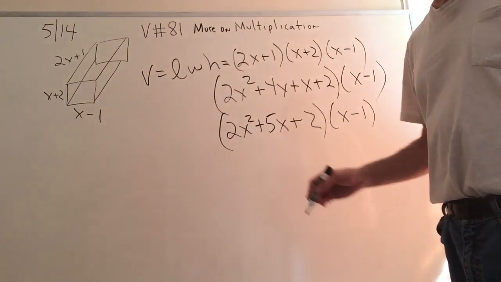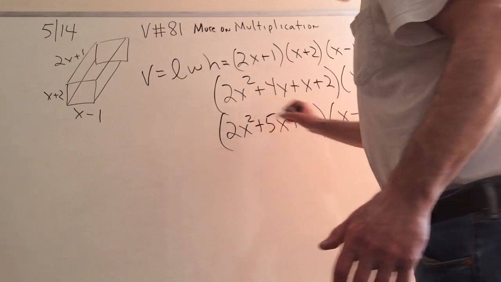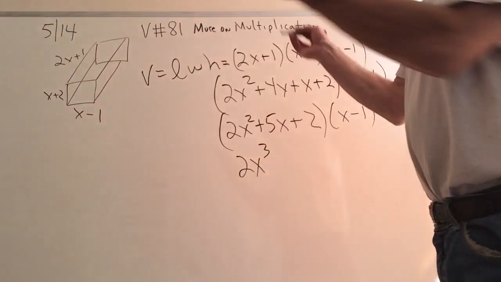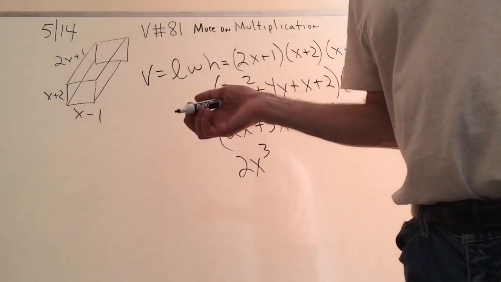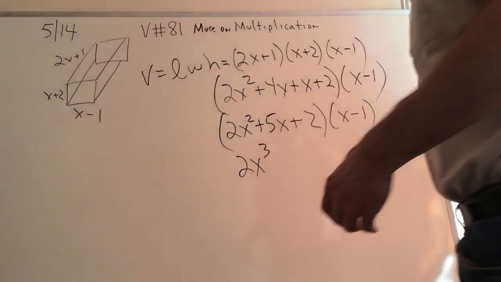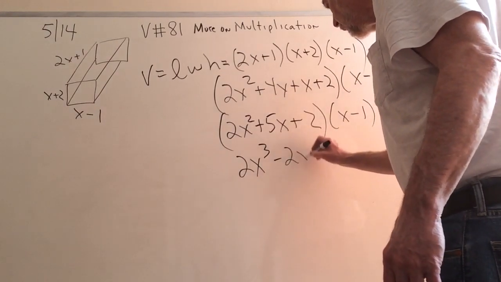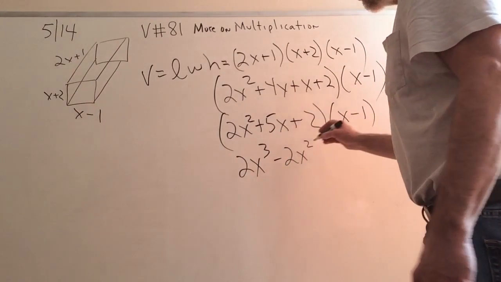I'll give you some work and you contact me if it's a big deal. 2x times x, well, we're expecting that. There's 2x cubed. So the volume has to be cubic, right? So we're sort of demanding a little bit of work here. After that comes minus 2x squared. I multiply that times the negative 1.